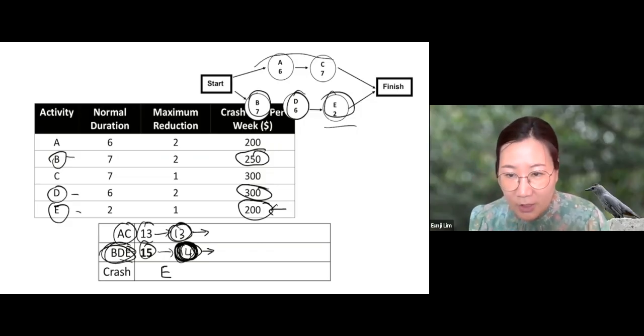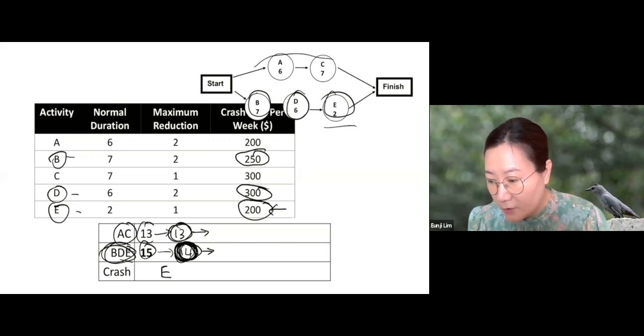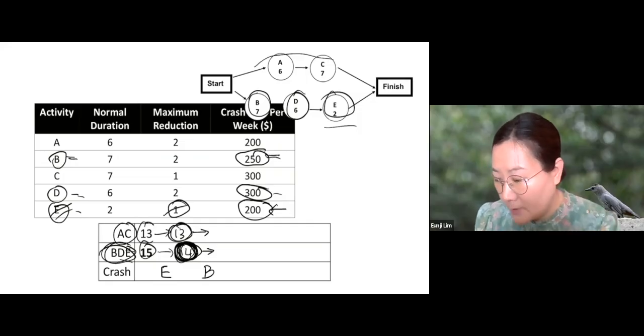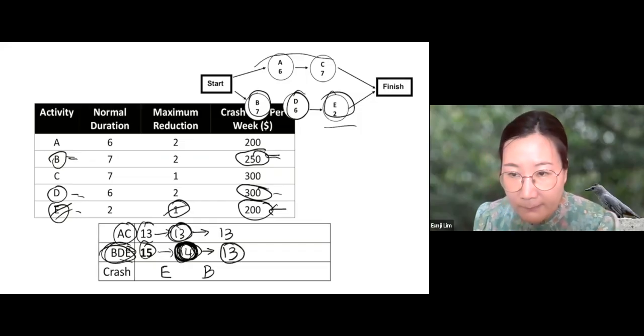We can't crash E any longer because we reached the maximum reduction. So E cannot be reduced any longer. So we need to choose between B and D. So which one would you choose? We'll choose B because it's the least expensive one. So if you crash B by 1 week, then the upper path remains the same. The lower path becomes 13. So the duration of the whole project is 13.